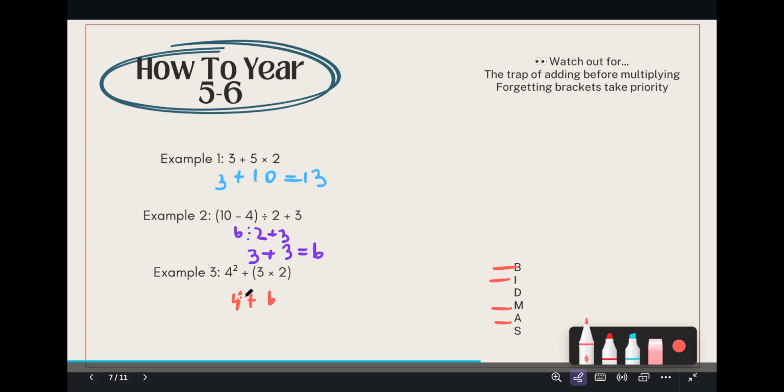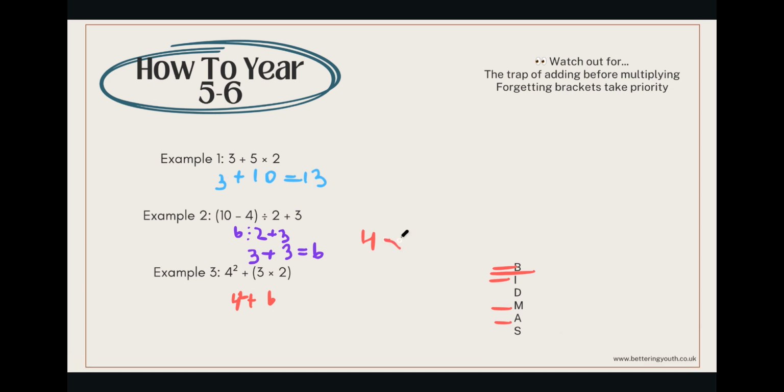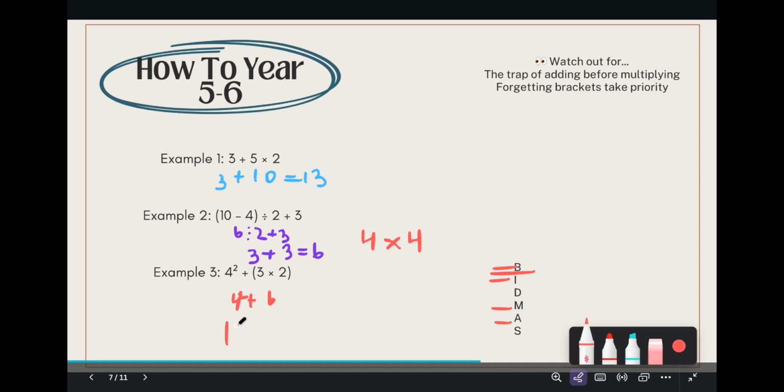The next thing we're going to work on is indices, or squared. Reminder that indices is a number times by itself a certain amount of times. So in this case, 4 times 4, that gives us 16. We finish writing out our equation. 16 adds 6, that gives us 22.